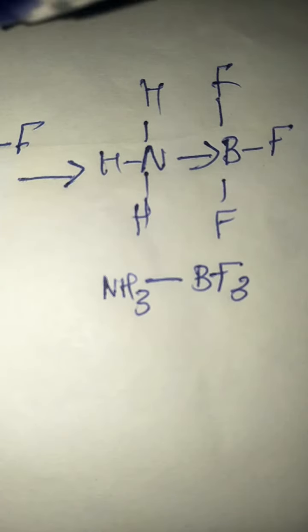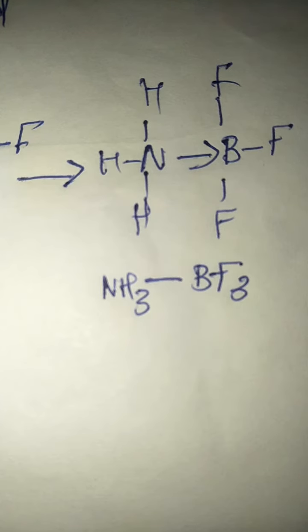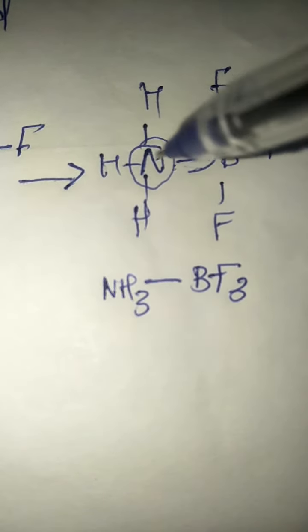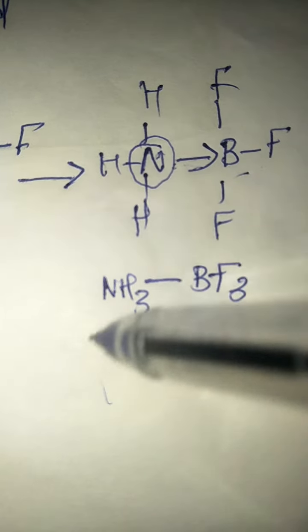Here nitrogen in ammonia has two non-paired electrons. It is donated to which one? Boron trifluoride. Boron trifluoride does not have any electrons to share. So it gets two electrons from ammonia and they link. For the bond formation we need two electrons, and both are donated by nitrogen to boron, and they form a compound.